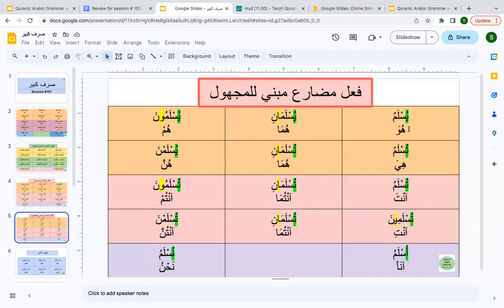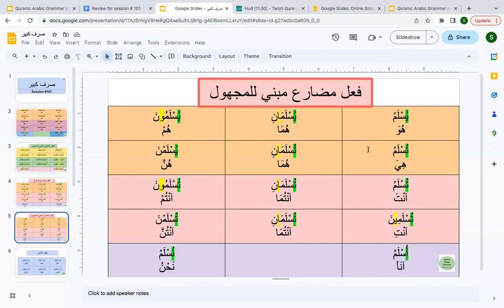And I just kept the passive for Aslama, but you can all make the passive for yu'allamu, and you can just put it in the surf kabir chart. You should be making surf kabir charts, and someday I should share with you some notes from the pictures of my sister, how she used to all the time do surf kabir. She will have notebooks and notebooks of surf kabir. So this is how you learn something and you master something.